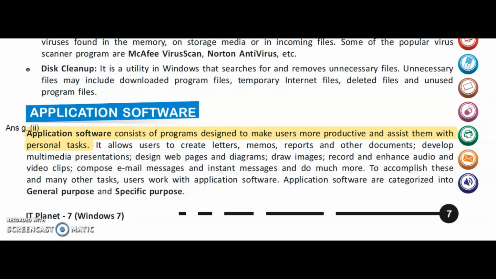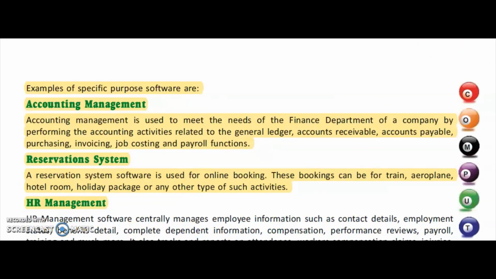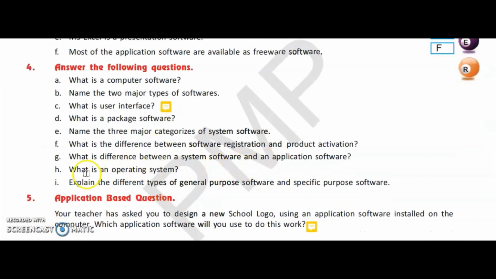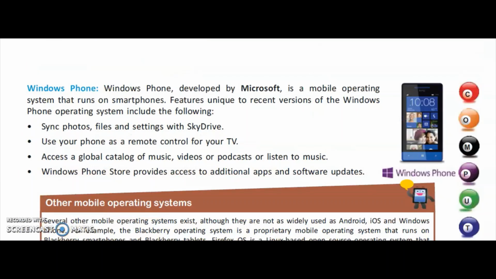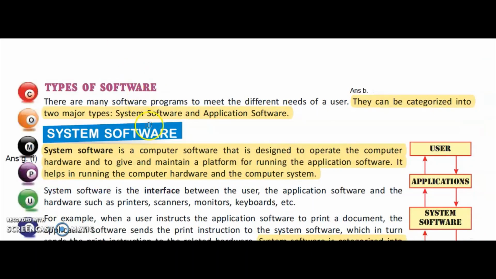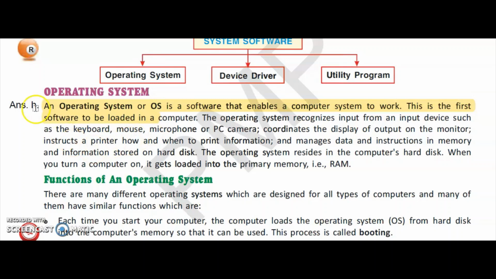And now moving to the next question. What is an operating system? So again we have to move to page number 4. And here is your answer for question H.